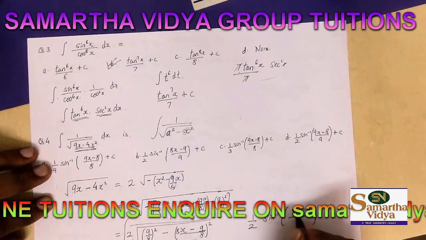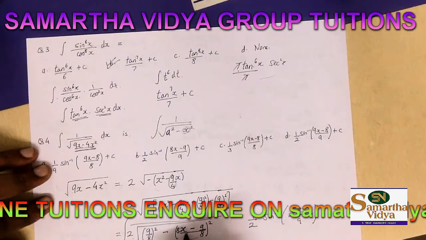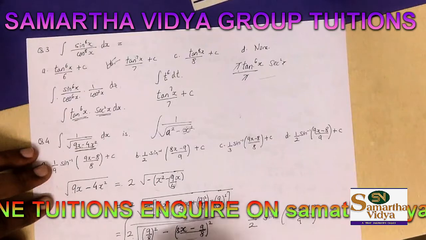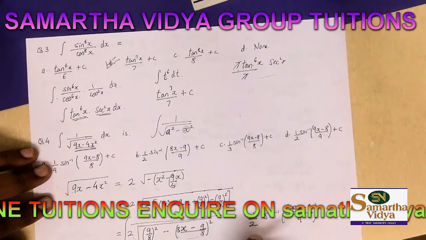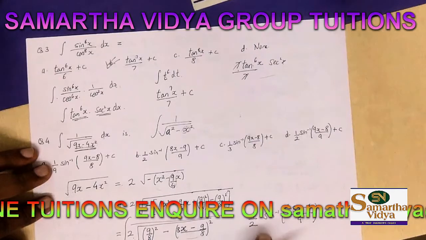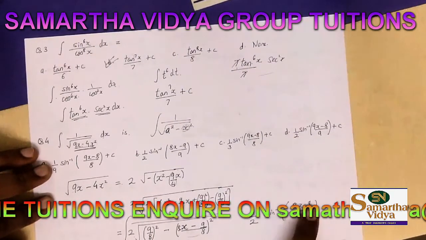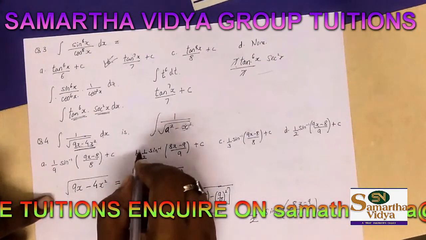We will not have the 8 coming outside because the coefficient of x, if you see, is 1, because it is 8 by 8. So there is no need to divide it outside. That is why we are getting the answer as half sine inverse of (8x minus 9) upon 9, which is nothing but your option B.